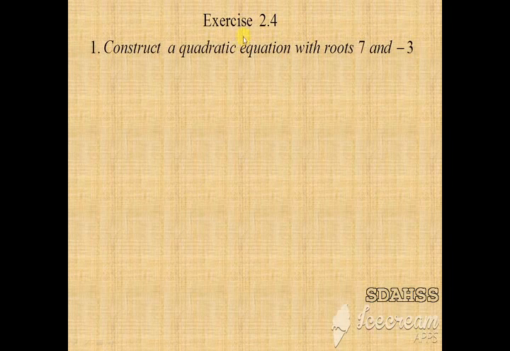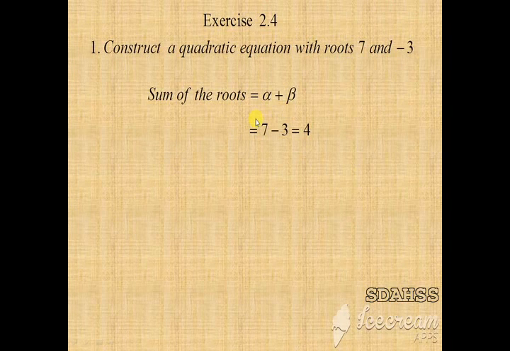Exercise 2.4. First sum. Construct a quadratic equation with the roots 7 and −3. First you have to find the sum of the roots. We know that the sum of the roots is equal to alpha plus beta. Already we have studied in 10th standard. Add these two numbers, 7 − 3 = 4.